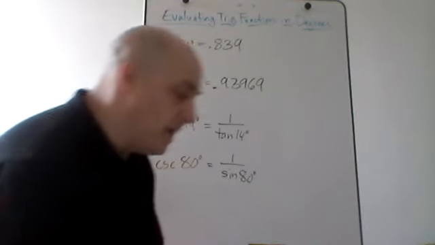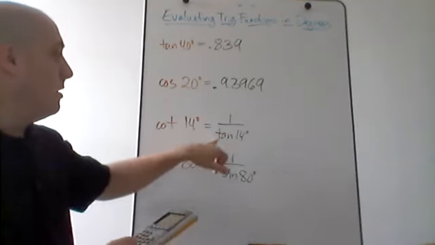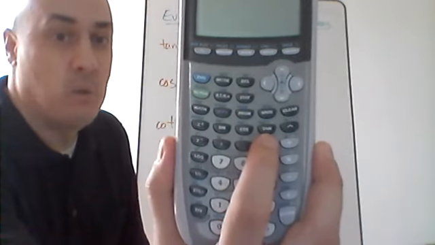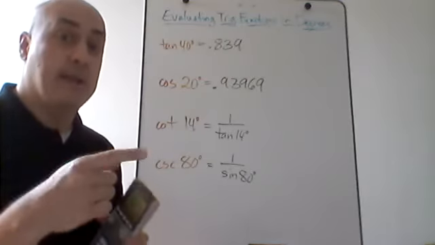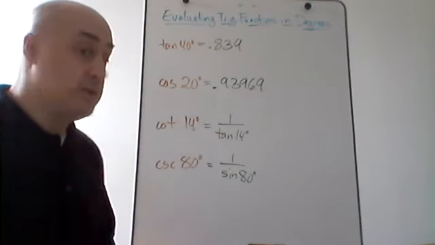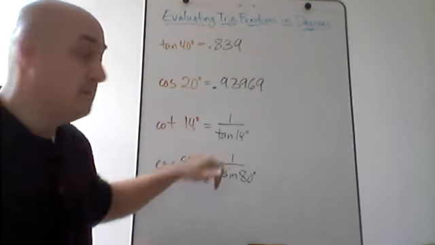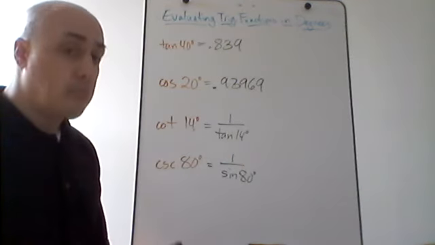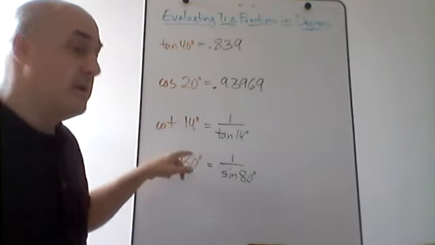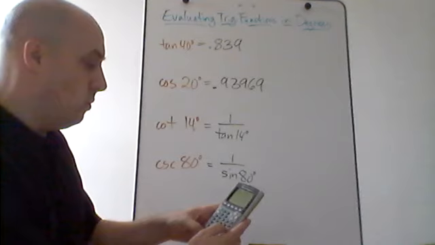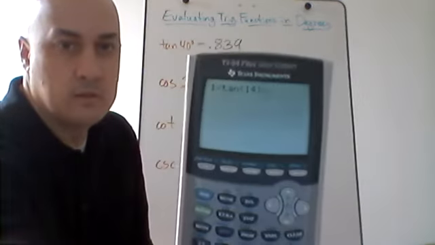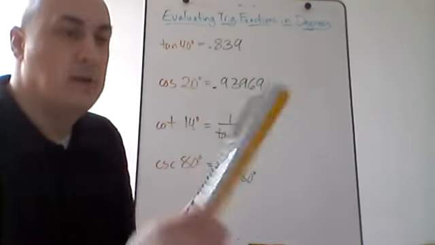Now, just one thing to point out. The first one I'm doing is 1 over tangent of 14 degrees. Notice above my tangent button, it says tan negative 1. That doesn't mean tangent to the negative 1 power or 1 divided by tangent. That means the inverse tangent function, which is something different than the reciprocal of tangent. So when you have to use these reciprocal properties to evaluate these trig functions, you actually have to type in 1 divided by tangent 14, and hit enter.